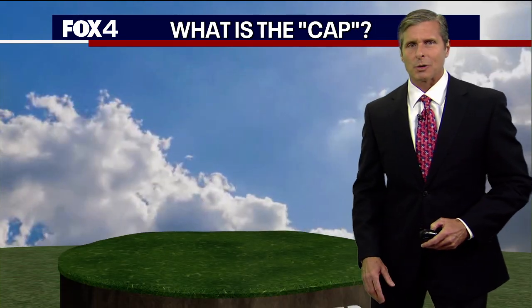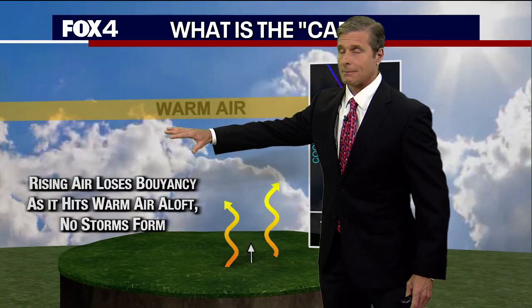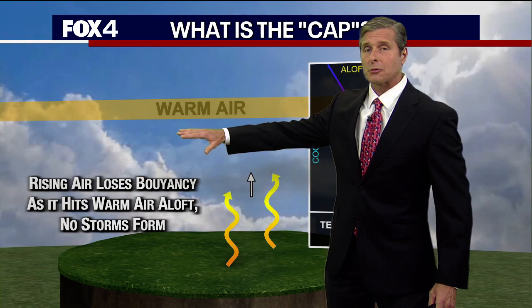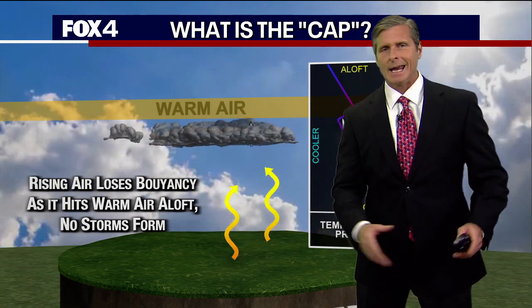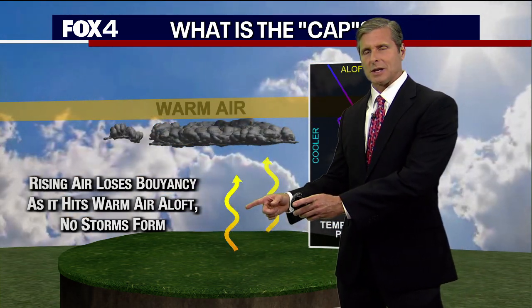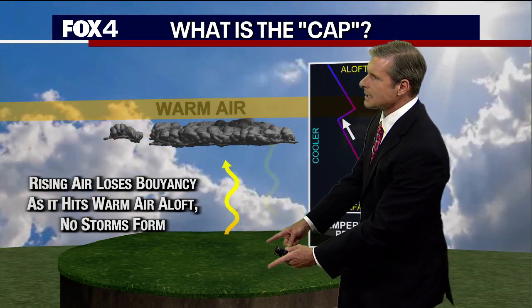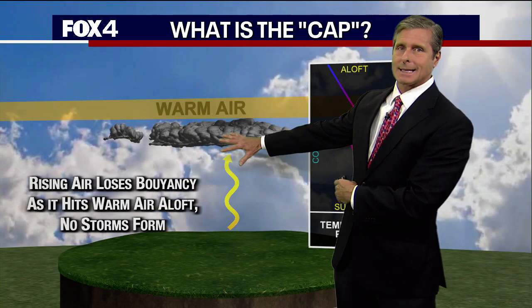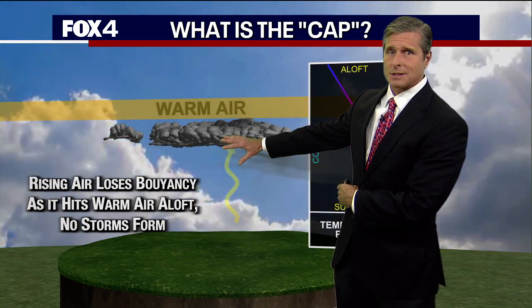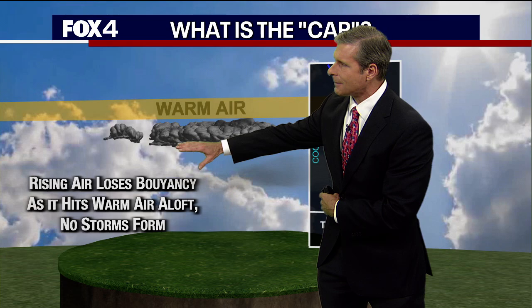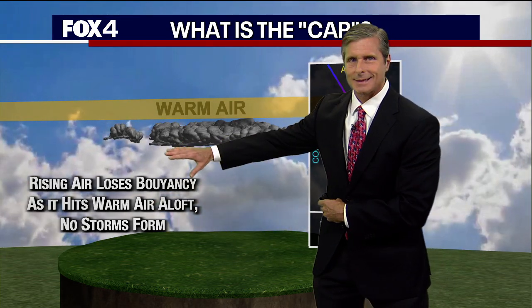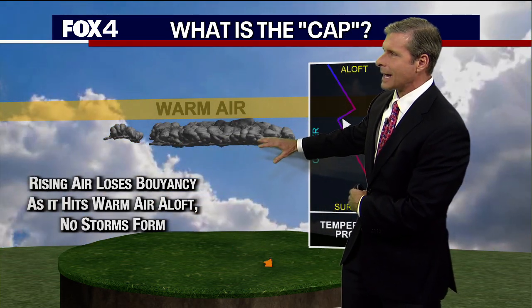The cap refers to a warm layer of air, stable layer of air, up around 3, 4, 5,000 feet. It develops as southwesterly winds bring that warm air in at that altitude. Rising air, once it meets that cap, loses its buoyancy, and so on that type of setup, you typically get these lazy cumulus clouds, but not much more than that.